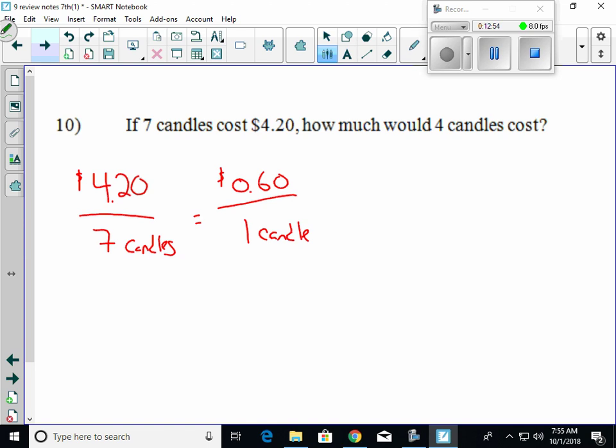Okay, now the next step, it's a 2-step question. Move on to the next line. Don't keep writing equals on the right, because these values are not all equal. So start off on a new line. We're going to do the 60 cents times the 4. I want to know how much 4 candles are. That is $2.40.